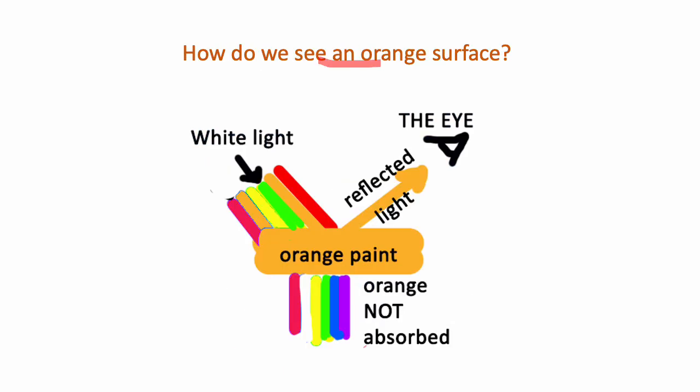Now, what if we look at an orange surface? Well, again, we have white light hitting the orange paint, but this time the paint acts like a filter, and it reflects mainly orange light to our eyes, so the surface looks orange to us, and it absorbs all other colors of light, so we don't see them.